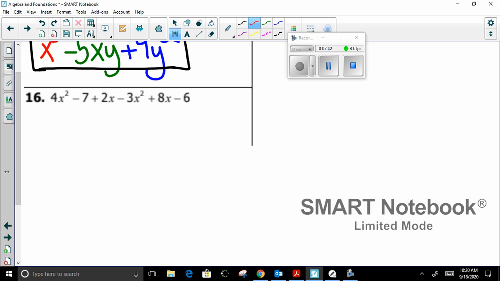Number 16, remember, x squareds go with x squareds. Keep the like term. Do what the numbers ahead of them say. 4 minus 3 is 1x squared.